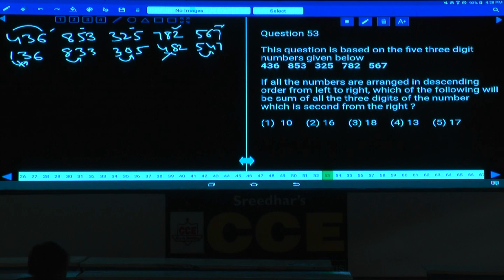Then 53, if all the numbers are arranged in the descending order from left to right, then which of the following will be sum of all the 3 digits of the number which is second from the right? Second from the right is nothing but the second highest number. Now all the numbers are arranged, descending order.